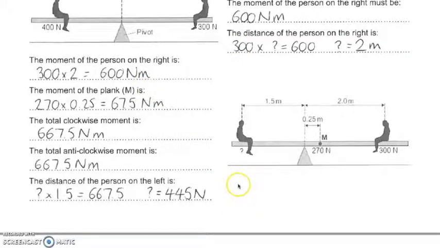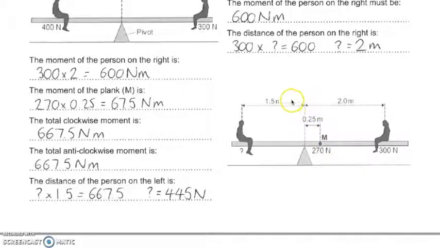Right, let's have a look at this next example. So again, we've got two people on this seesaw. This person's 300 newtons, they're 2 meters away from the pivot, but we've also got the mass of the plank, or the weight of the plank, which is 270 newtons. So the center of mass is slightly off center to the right, and it's a distance of 0.25 meters from the pivot. So we're going to work out the total anti-clockwise moment first of all. It's going to be 300 newtons times 2, which gives us 600 newton meters, plus 270 newtons times 0.25 meters, which gives us 67.5 newton meters. We add them together, we get 667.5 newton meters. So that's a total clockwise moment.